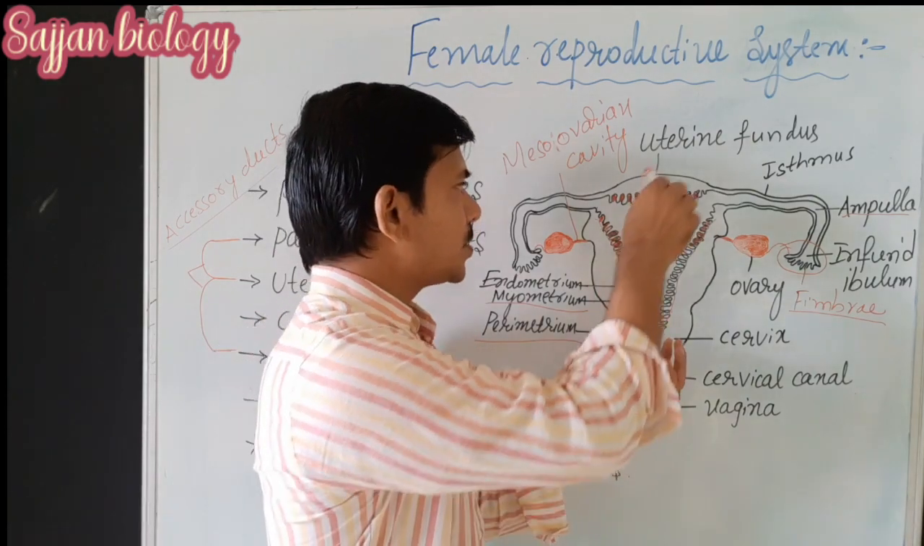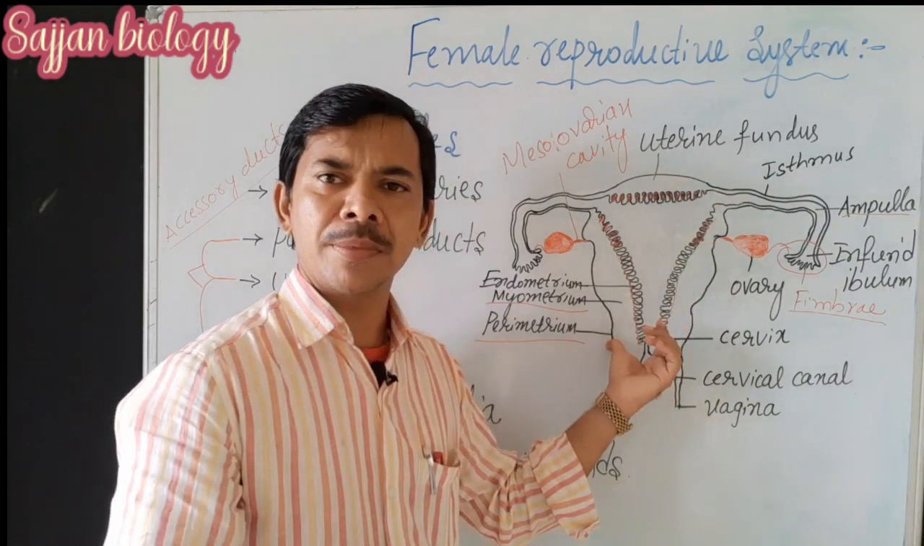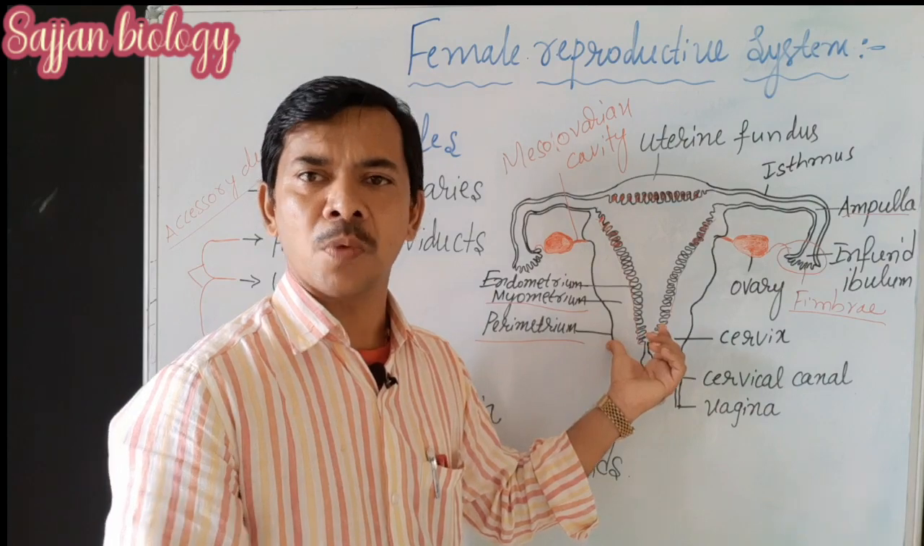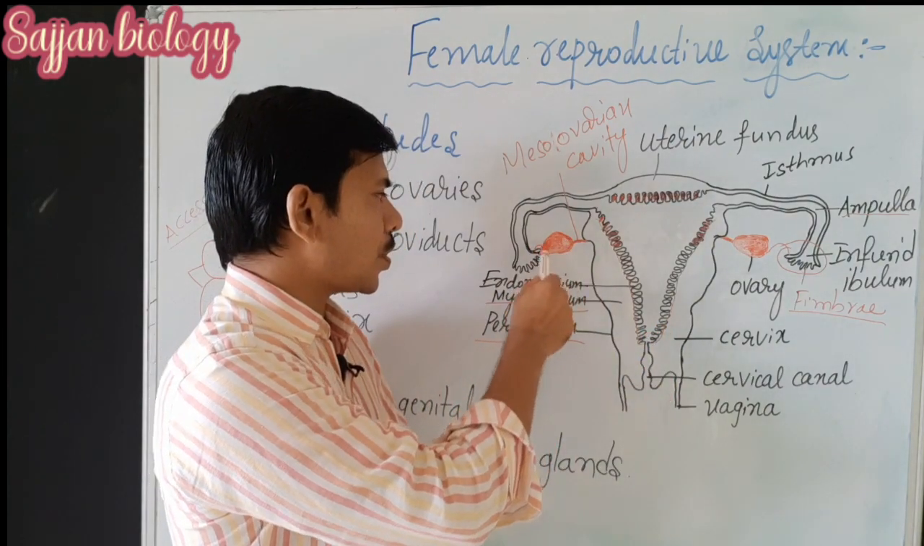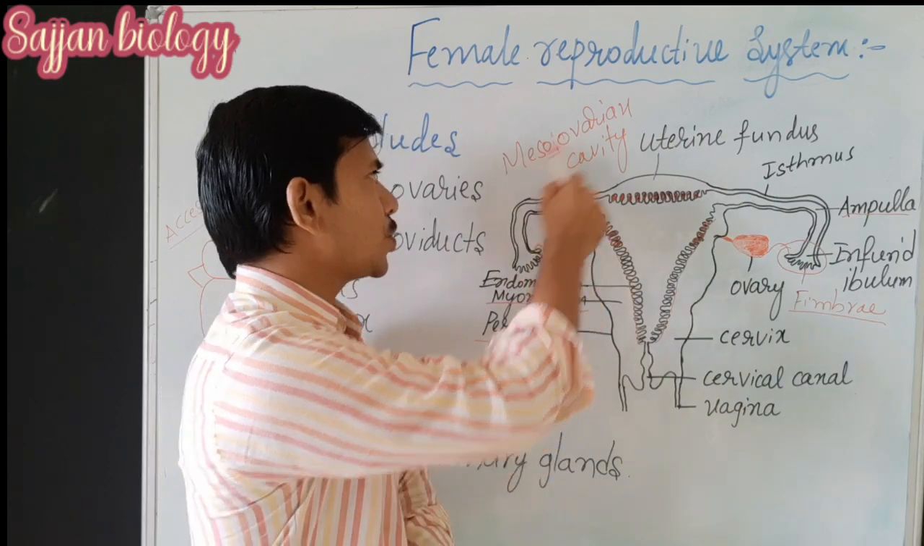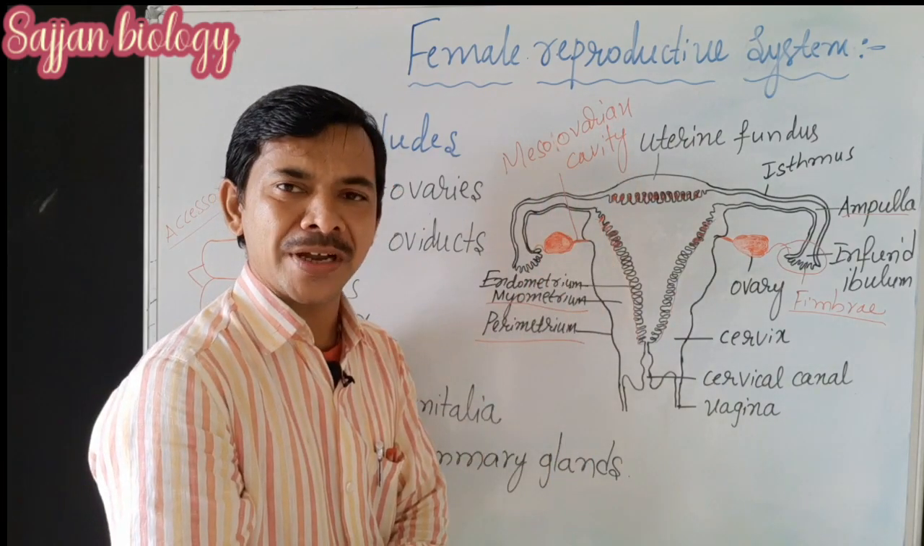And the uterus is strongly supported by ligaments of the pelvic walls, and like that the ovary is also strongly supported by a ligament called the meso-ovarian ligament.